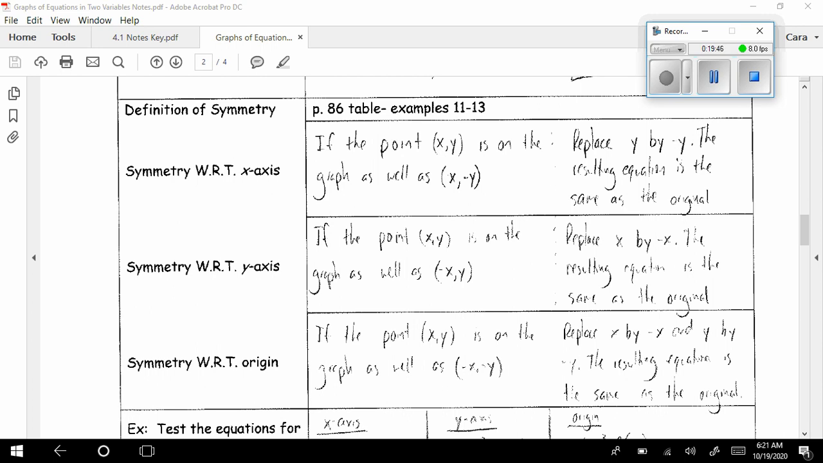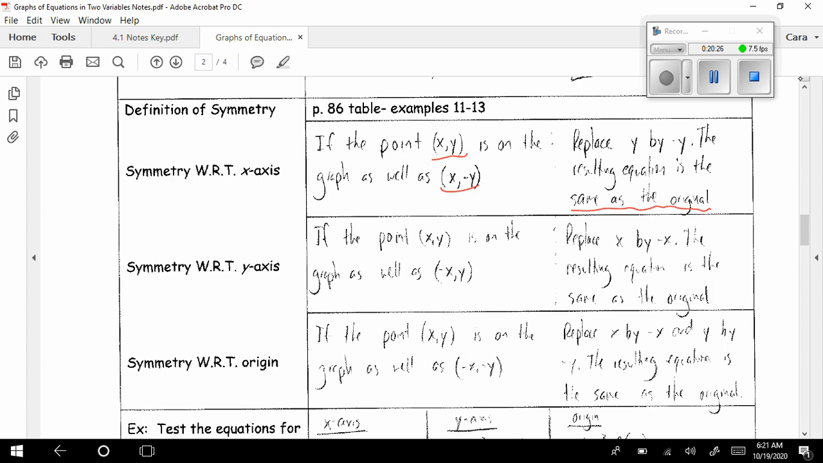So if the point x, y is on the graph, then we can replace the y by -y. If the resulting equation is the same as the original, then it will have symmetry across the x-axis. You'll also be able to graph x, negative y, okay? So both of these points would be on your graph. And again, we can determine that by taking our regular equation, replacing the y by a negative y, and solving that out. It should be the exact same as the original.